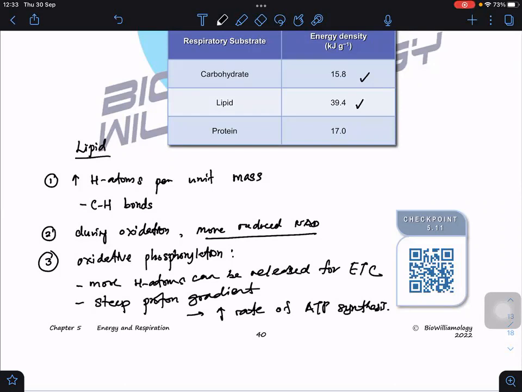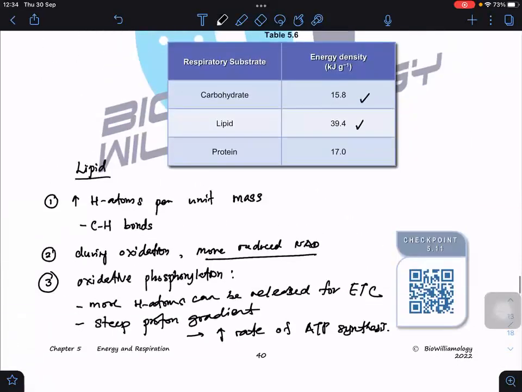But the thing here is, you won't be happy if I ask you to take 500 grams of carbohydrates, though you may be okay. But if I ask you to drink 500 grams of lipids, you will feel disgusted and want to vomit, right? Because we are not used to taking in so much lipid. So with this, I am done with our class on respiratory substrates.